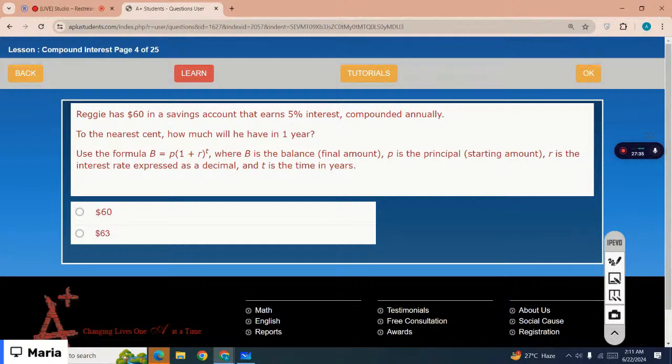The next one is: Reggie has $60 in a savings account that earns 5% interest compounded annually. To the nearest cent, how much will he earn in 1 year? Which is the correct option? That's the one we just did in the tutorial, right? So the correct option is $63. Option number two is the correct option. Got it?